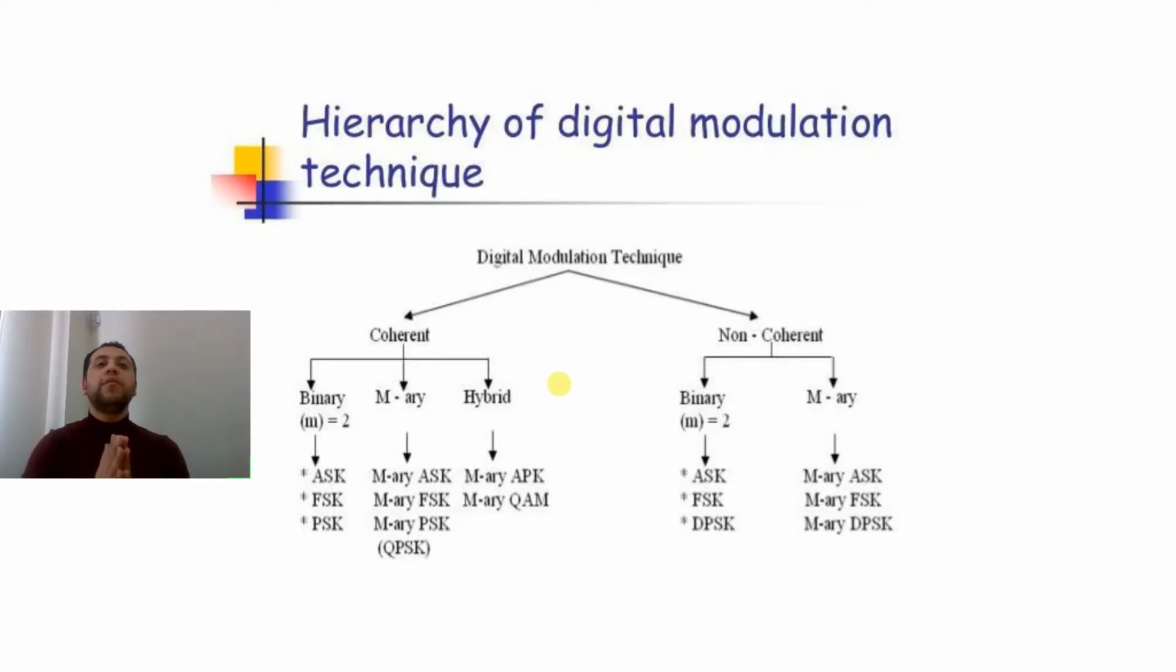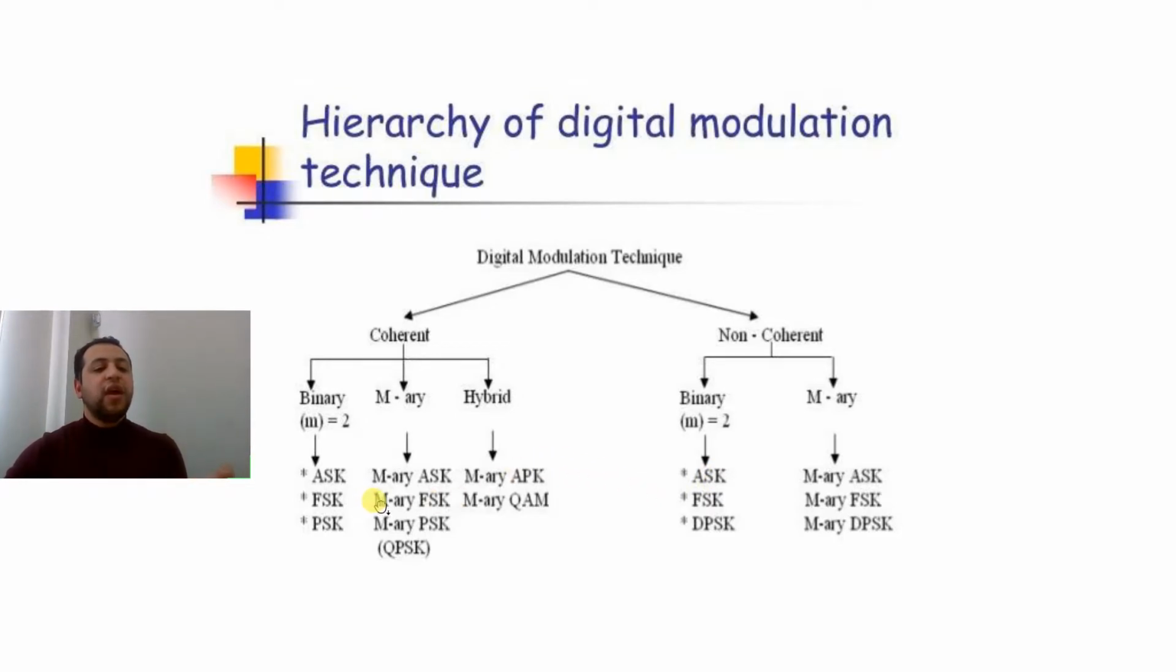Another classification for modulation schemes is coherent and non-coherent. What's coherent? Coherent means that I need the phase information of the carrier. Non-coherent means I don't need the phase information of the carrier. Which one is easier to demodulate? Non-coherent, because I don't need to synchronize the phases. I can demodulate my data directly.